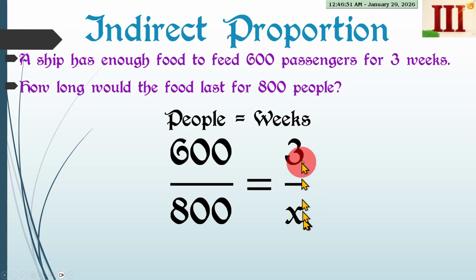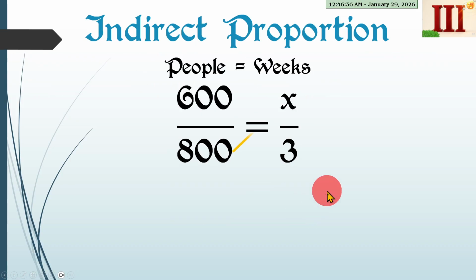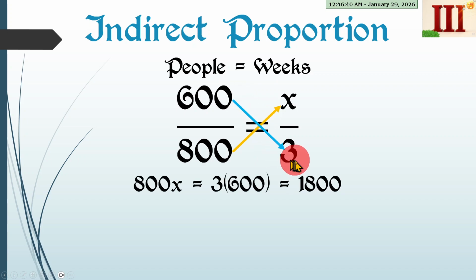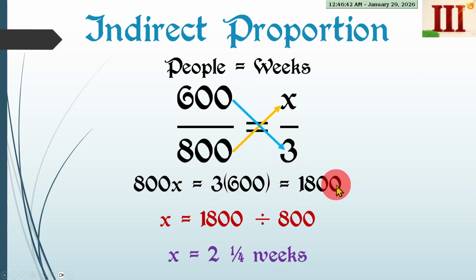We're going to do a switcheroo here. The x is going to go on the top, 3 is going to go on the bottom, 800 is going to multiply the x, and 600 is going to multiply the 3. That gives us 1800 divided by 800, which is 2.25 weeks. And so that makes sense. The food is going to run out sooner.